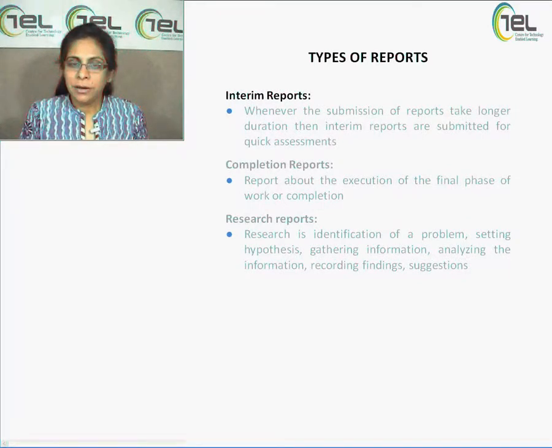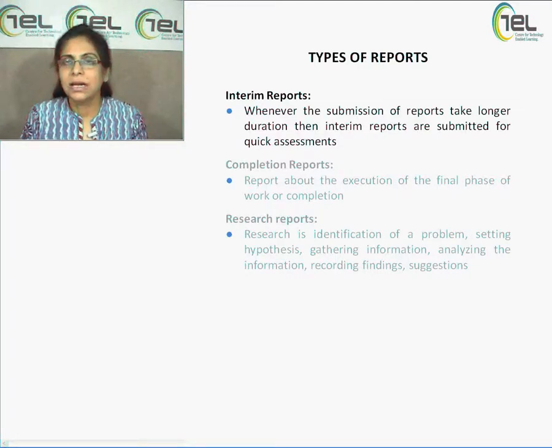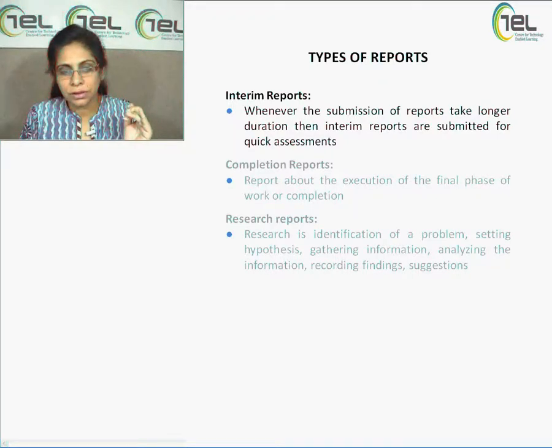Interim reports. Whenever the submission of a report takes a longer duration, interim reports are submitted for quick assessments. Once there is a project report at the beginning, and once the project is complete, there is a completion report, which is next in the line of reports. In between there is an interim report.